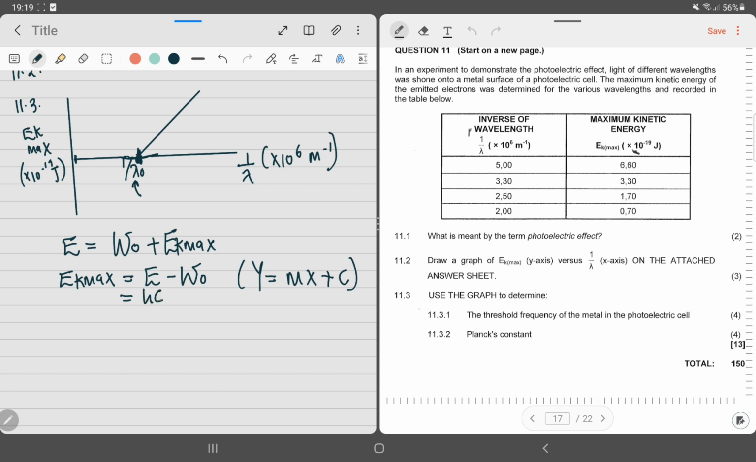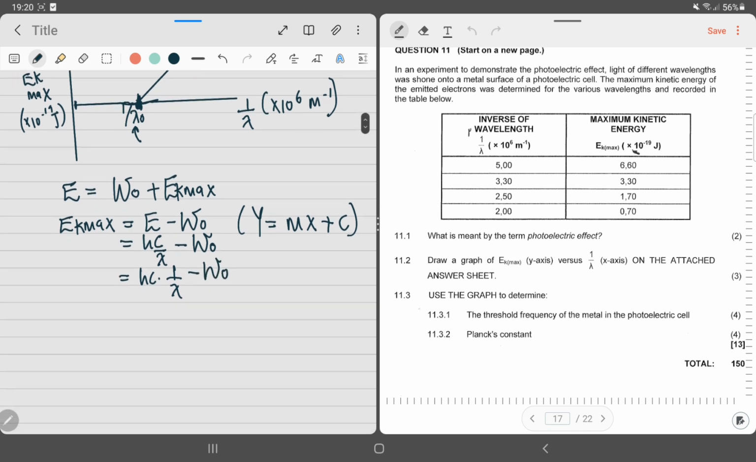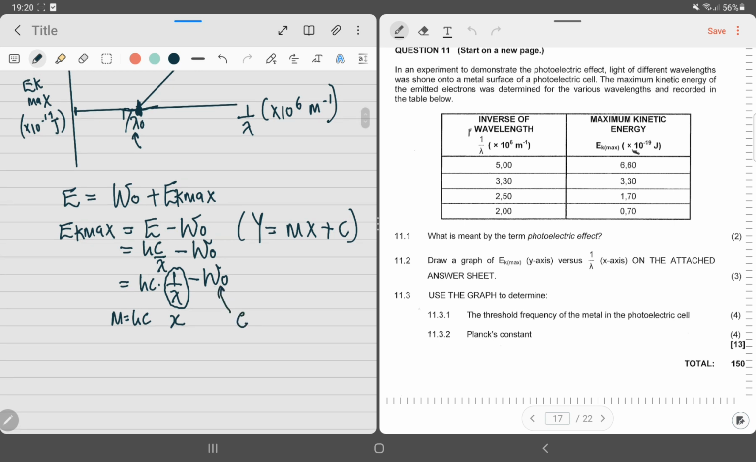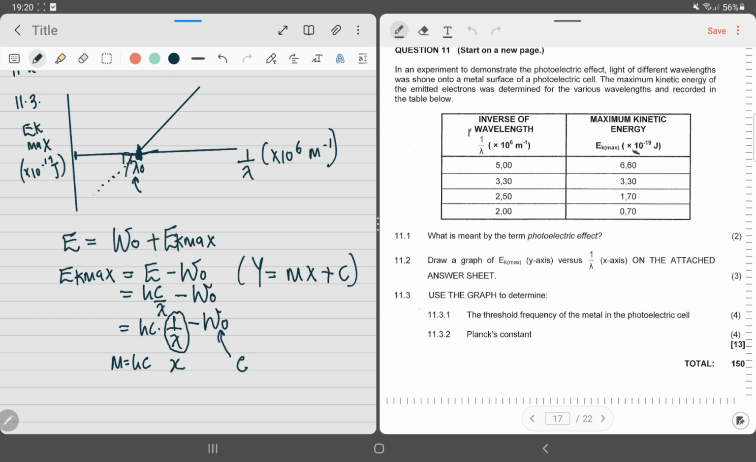E is given by hc all over lambda, minus W0. So it is hc multiplied by 1 over the wavelength, minus the work function. The 1 over the wavelength is what we have on our x-axis, so that becomes x. Our gradient is equal to hc, and our y-intercept is the work function. If we were to extend that line, wherever it cuts the y-axis is where we would have our work function. It's very important for us to understand this.